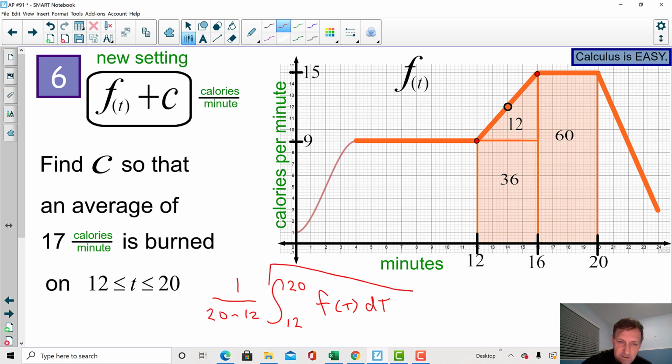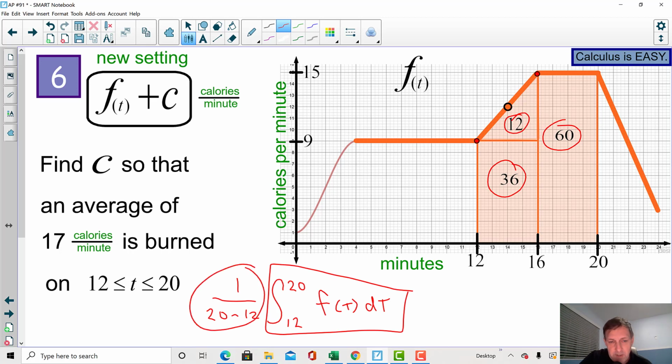Now to find this value, you just add up these areas over here, and you would get 108. And then in the front of it, b minus a is just going to be 8. So this is giving us 1 over 8 times 108. So that's going to reduce to 13.5. So right now, the average value on that interval is 13.5. We want it to be 17. So we need the entire function to go up 3.5. So our c value needs to be 3.5. And I would say that's probably the easiest, fastest way of doing it.